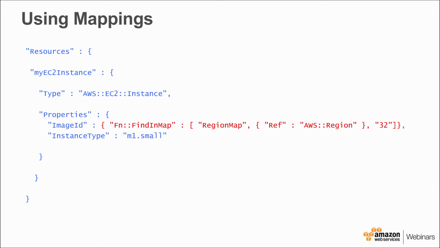So here's that example I was referring to earlier, where inside the Resources, we're now referencing the map that we created a few slides ago to say that the image ID is going to use, we're going to look up the region that we're in and reference the 32 key within that region to get which AMI to use for our instance.